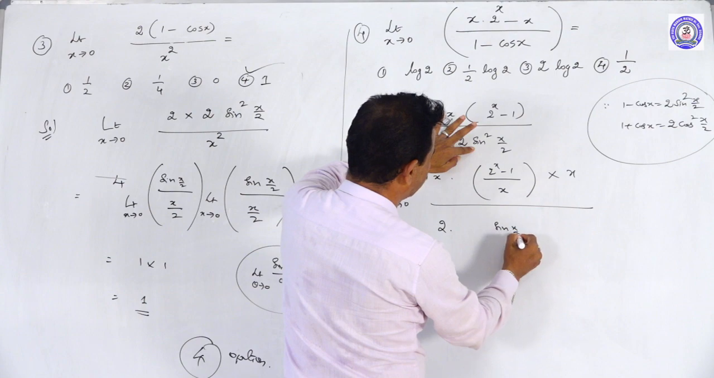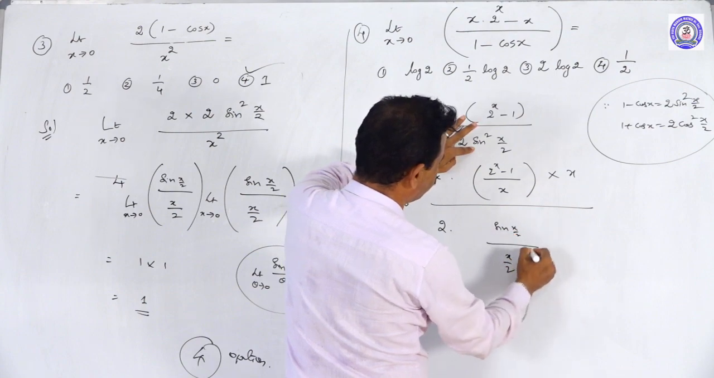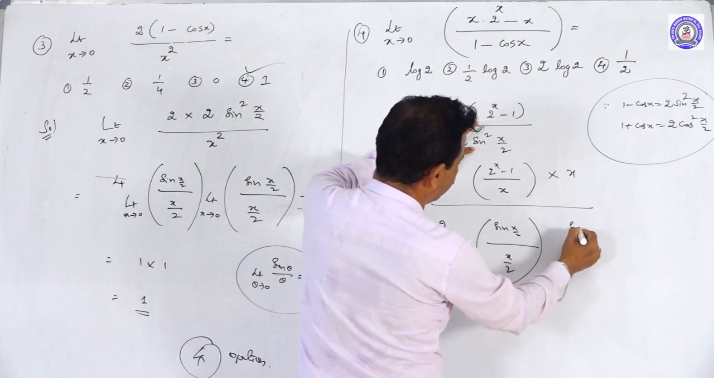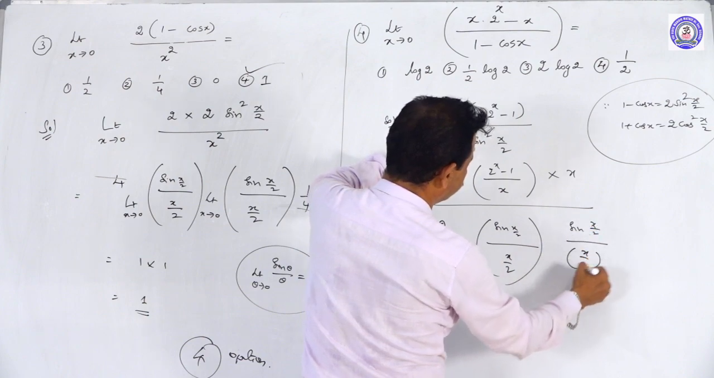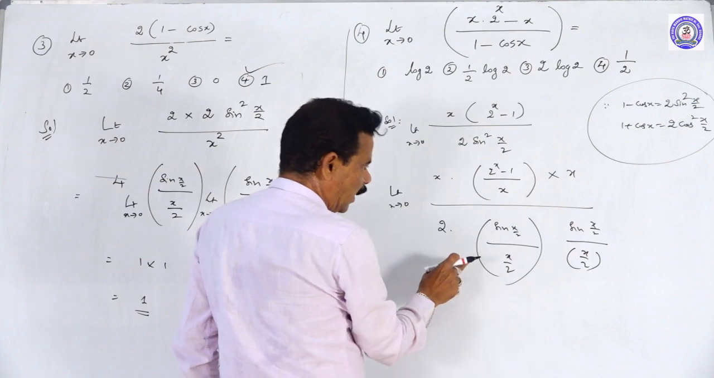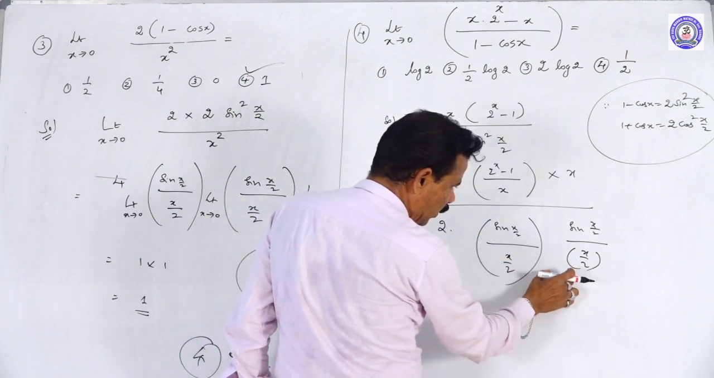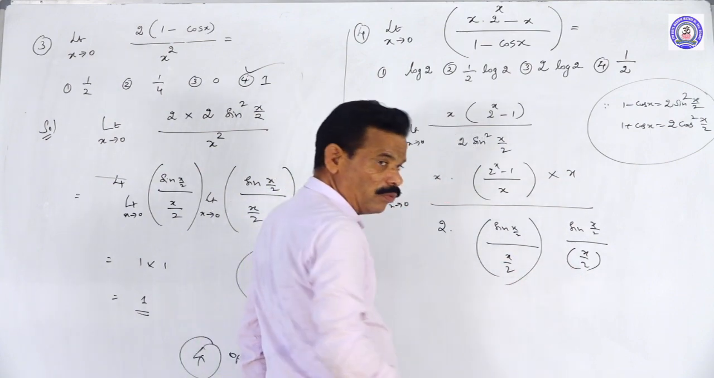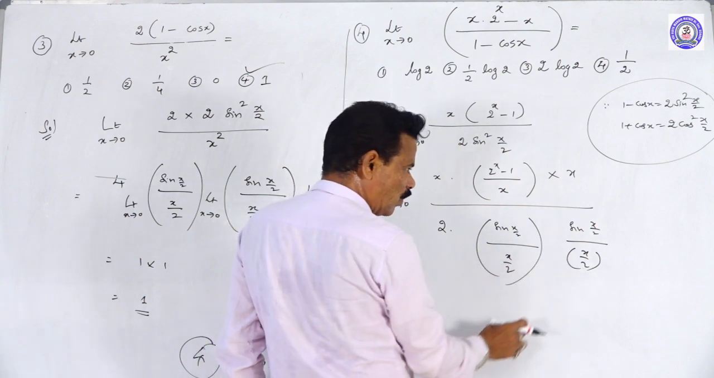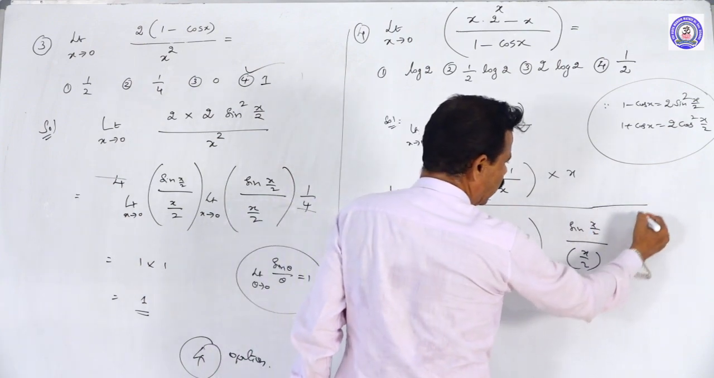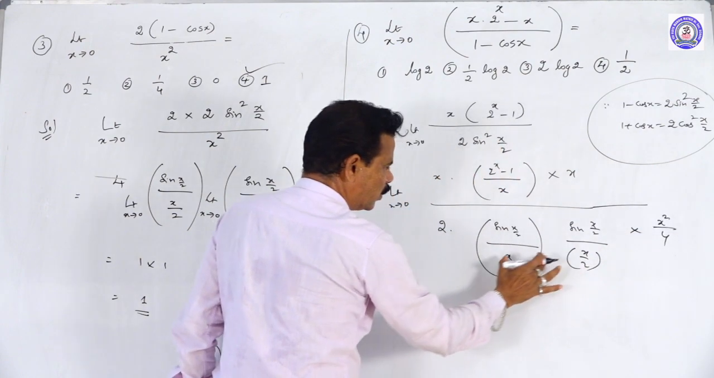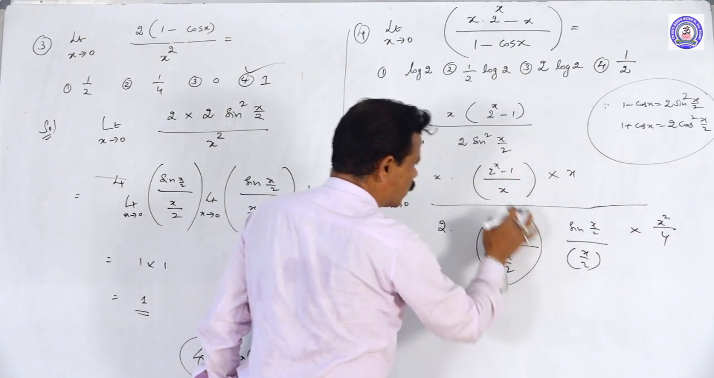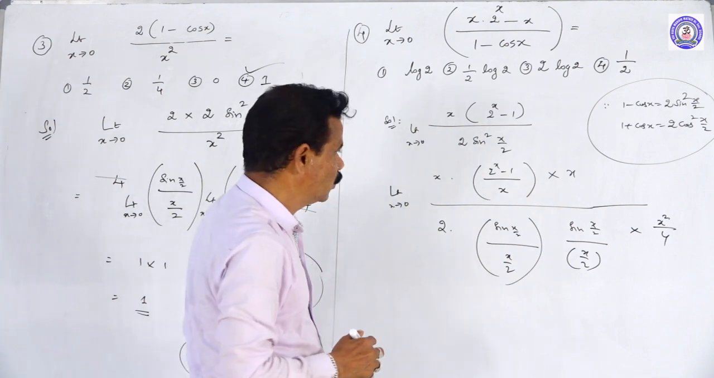1 is sin x by 2 by x by 2. This is 1. Here sin x by 2, here also x by 2. Here x by 2 in the denominator, here extra putting. That's why this is x square by 4. Again we multiply by x square by 4. This x square by 4, these terms cancelled, same it is balanced.